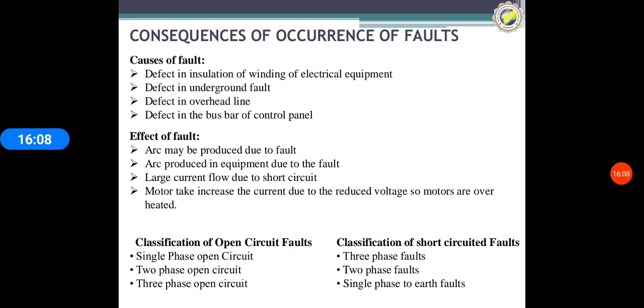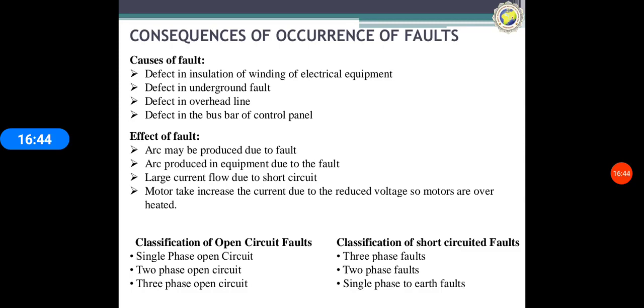And the last one is the defect in the bus bar of the control panel. Bus bars are provided in the control panel of the substation. Sometimes lizards or chameleons enter the control panel and short the bus bar, which results in a fault. It means that the defect in the bus bars of the control panel of the substation occurs when the bar is not properly connected in the panel system.